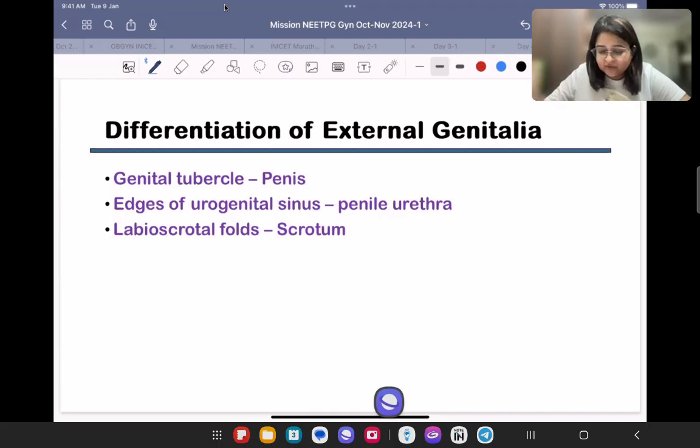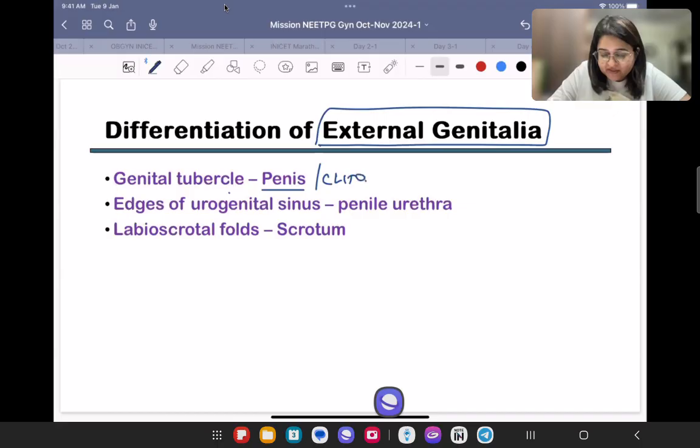This is important. In the external genitalia, the genital tubercle forms the penis in the male, it forms the clitoris in the female. The edges of the urogenital sinus form the penile urethra, and the labioscrotal folds form the scrotum in the male, and in the female, they're going to form the labia majora.